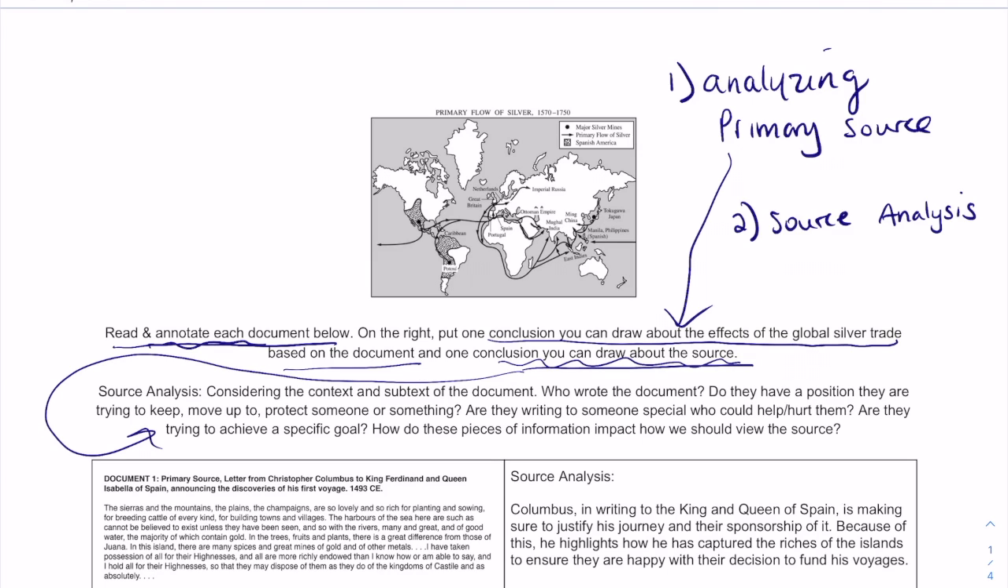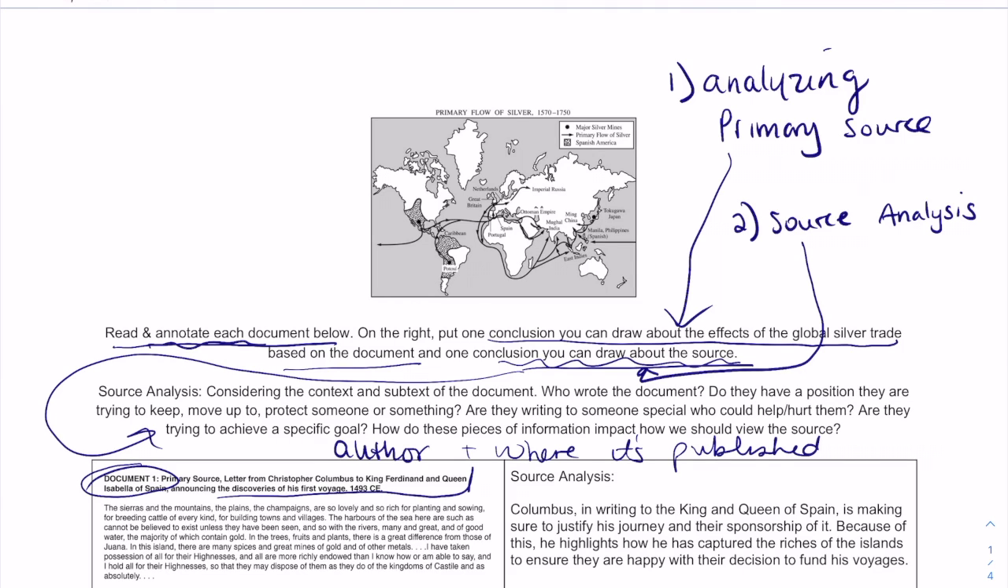And source analysis corresponds to this second task: one conclusion we can draw about the source. So how are we supposed to draw conclusions about the source? First, the source is typically this first line. If we look at my example, it's what I just circled where it says primary source, letter from Christopher Columbus. A lot of times it's talking about the author and where it's published. That line is super important.